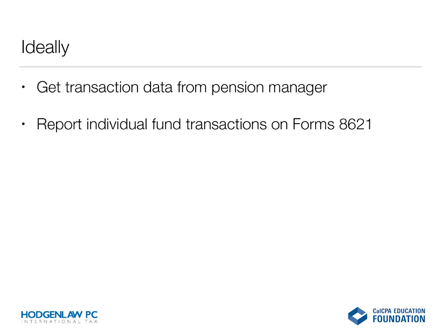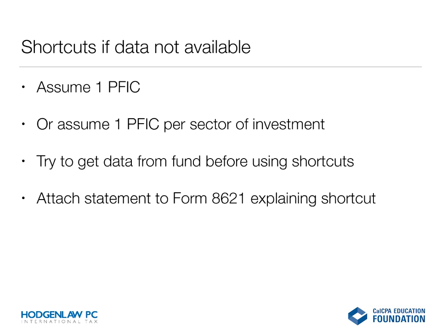How do you account for these? Well, ideally, you want to get the transaction data from the pension manager and then report individual fund transactions on Form 8621. But reality hits, and if you are a participant in, say, a 20 different employer master trust scheme, or you participate in an enormous multinational company's pension fund, they're not going to tell you any transaction data. So we take some shortcuts if data is not available. And we just assume there's only one PFIC, or maybe one PFIC per sector of investment. But do try to get the data from the fund before using the shortcuts, and then document your file saying, we tried getting the data, they refused, and here are the communications, and attach a statement to Form 8621 explaining what your shortcut is.